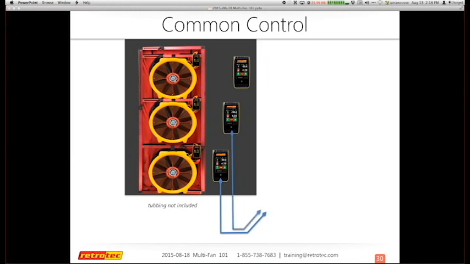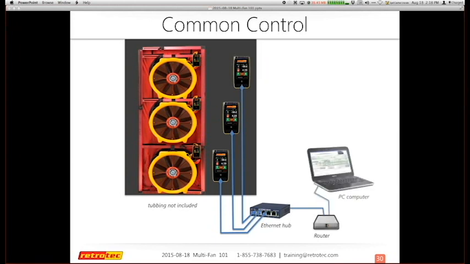I have my 3 gauges, and I'm going to refer to the Ethernet connection. This is how my control signal will go back to a router, and then back to my computer. A router and a hub may be combined, depending on how many connections you have. So this is how I get my signal back to the computer. I'm now able to control each gauge individually.